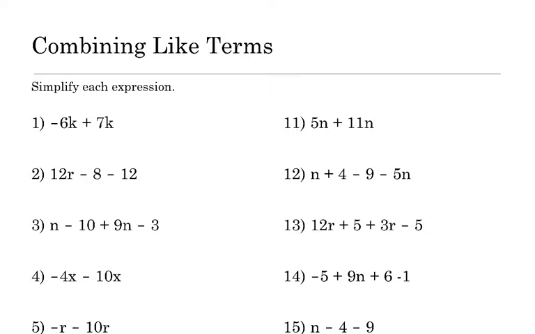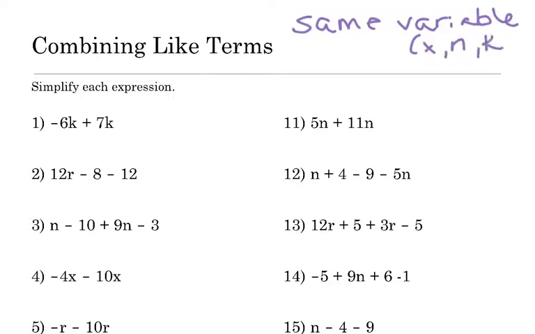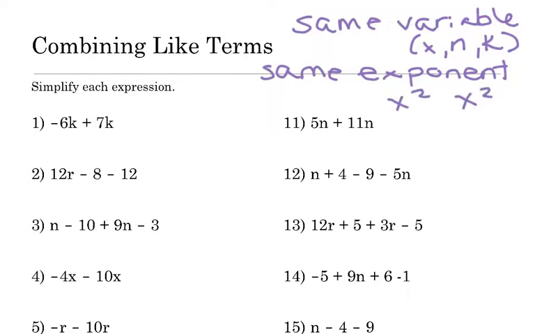So a like term has the same variable. For example, like x, n, k, and then the same exponent on the variable. So like an x squared and an x squared, right? 2 is the exponent there. They both share that 2.